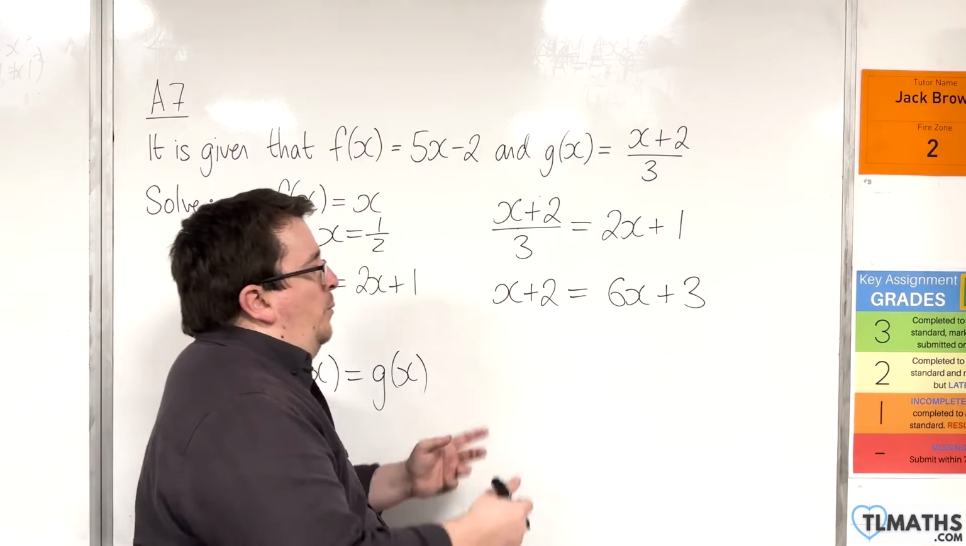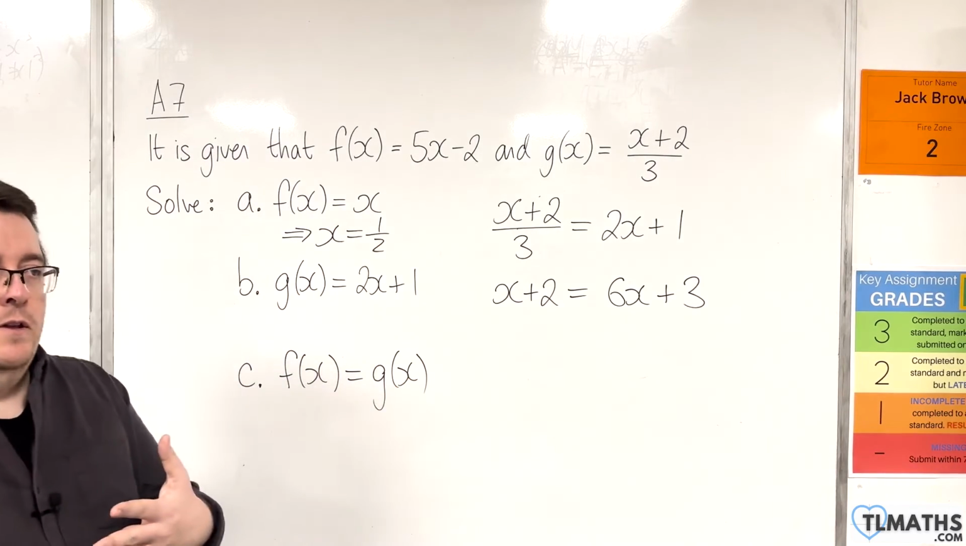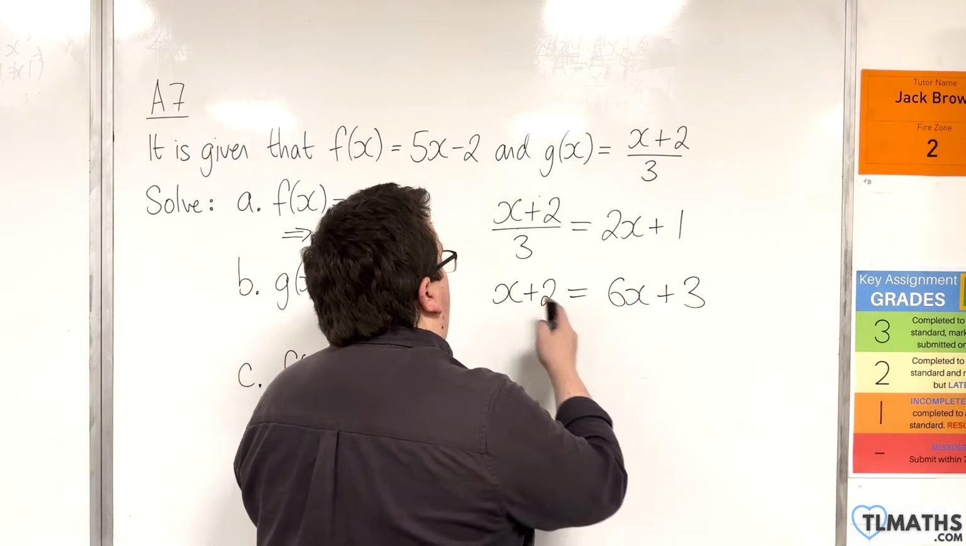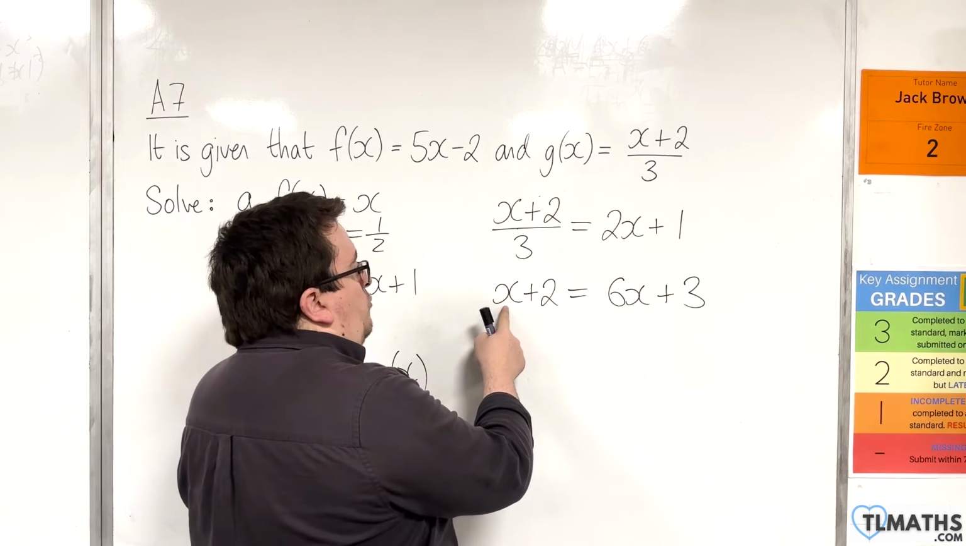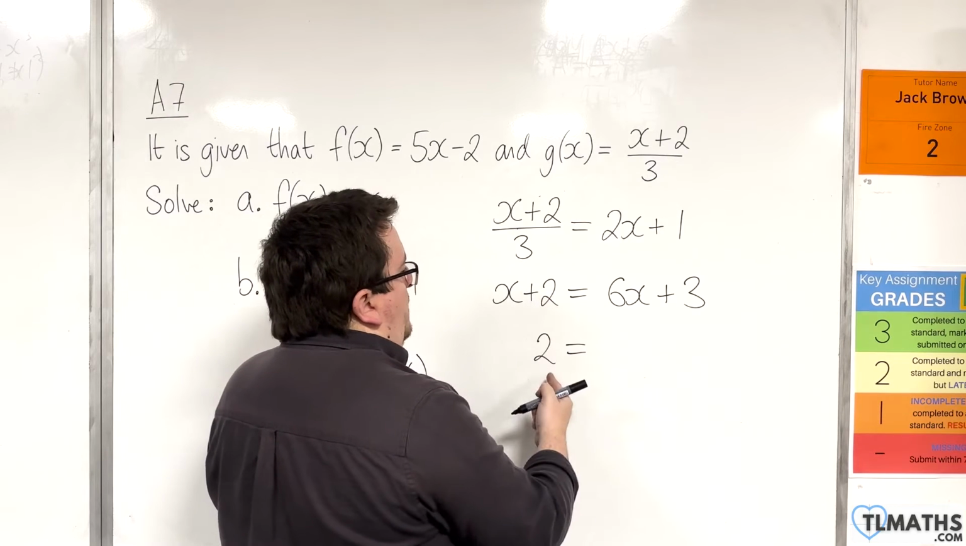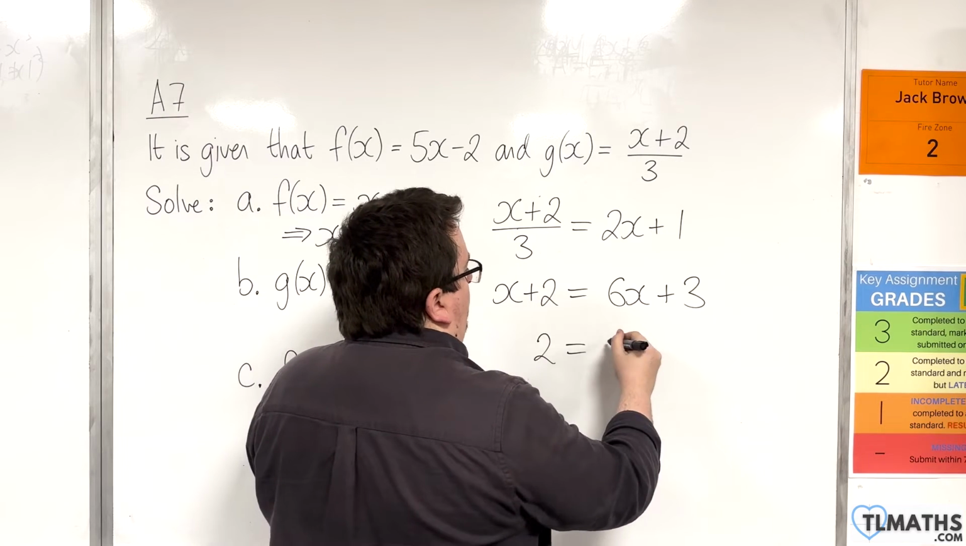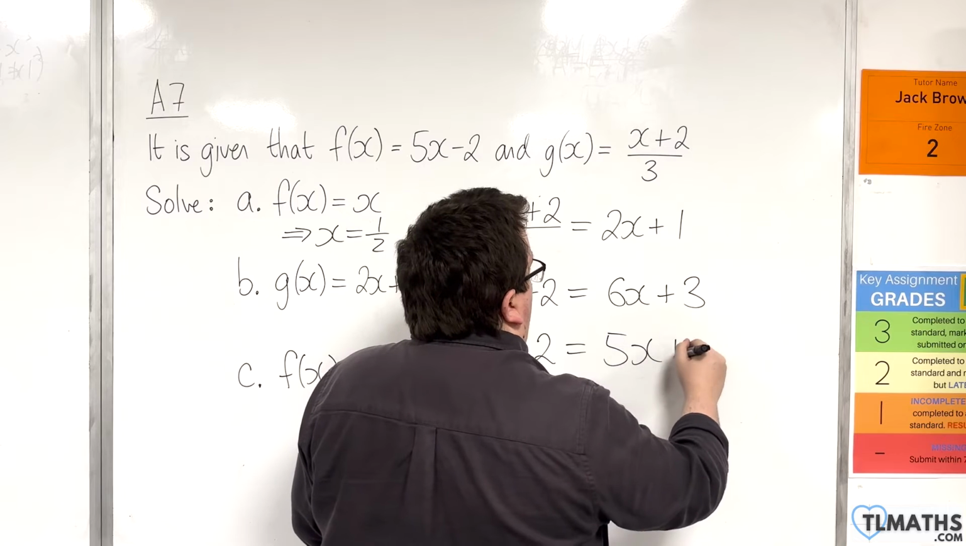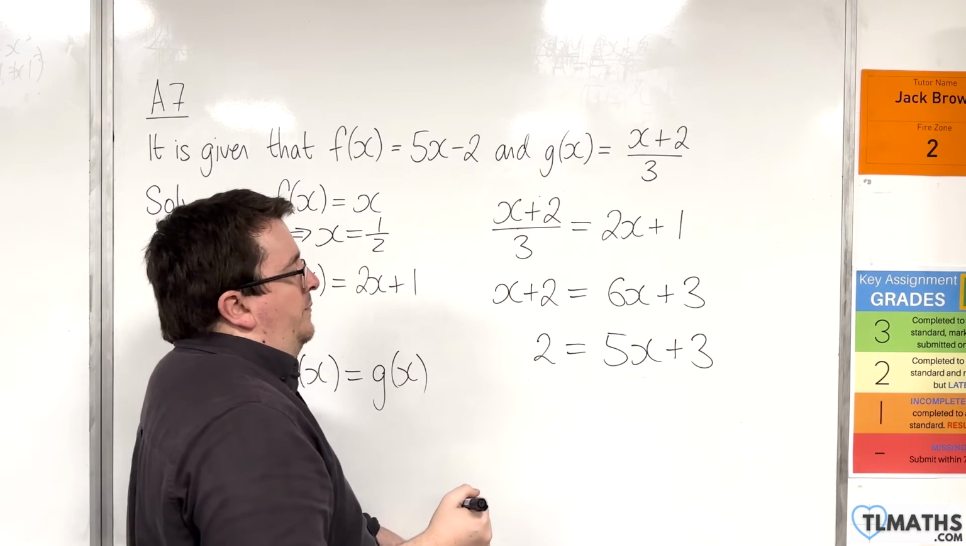So as we had before, we've got x's on both sides. So I look for the smaller value of x, which is this one, and subtract that from both sides. So on the left-hand side, I'm just going to have 2 now. 6x take away x is 5x, and we've still got the plus 3.